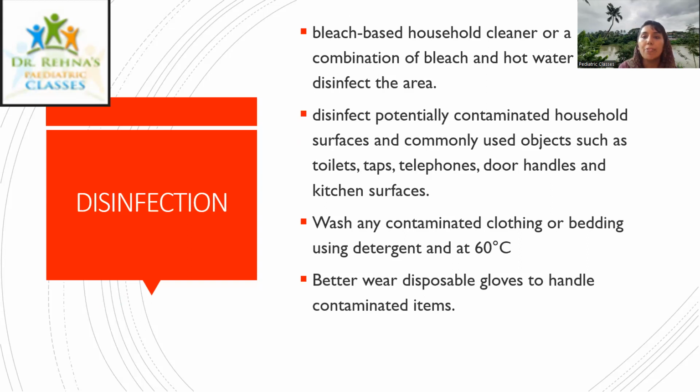So how can we disinfect? We can use household bleach, or a combination of bleach and hot water to disinfect the area. Now, post this COVID disease, people will be knowing about contact precautions and other things. Almost everything we have to follow. Disinfect potentially contaminated household surfaces and commonly used objects such as toilets, taps, telephones, door handles, kitchen surfaces, and any other point of contact with the patient.